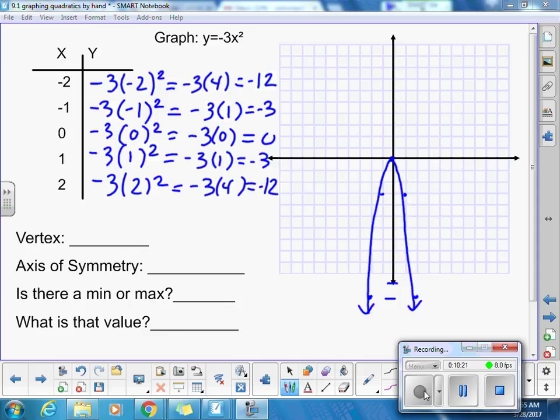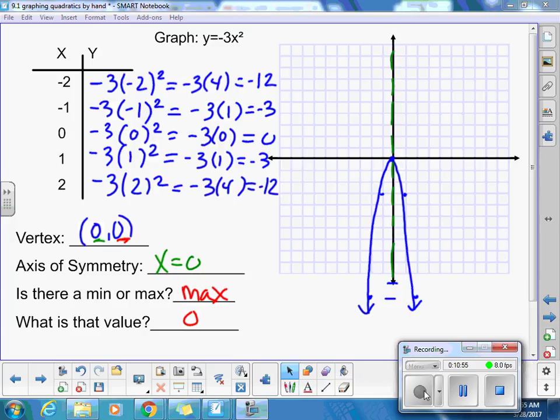Now, if you notice, we flipped it around. So what's my vertex here? My vertex is (0, 0). Axis of symmetry, my axis of symmetry hasn't changed. This is still it. So we have x equals 0. Is there a minimum or maximum? You bet, it's a maximum this time. And what is that value? 0, which comes from right there.